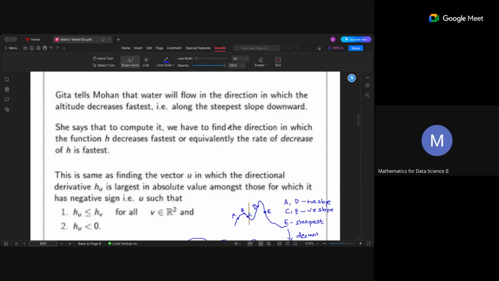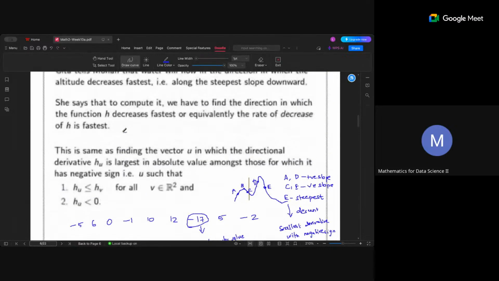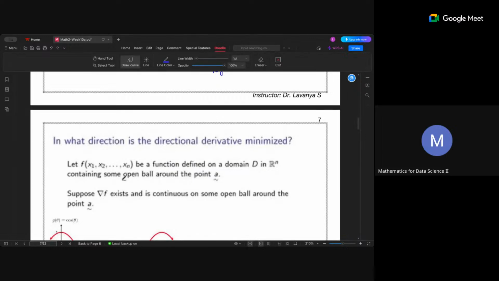Okay, fine. So now, before going to the problems, let us see some more things here. In what direction is the directional derivative minimized? Now we are going to look into the process of finding the directional derivative where it is minimized. Let f of x1, x2, ..., xn be a function defined on a domain D in Rn, where D is a subset of Rn and A tilde is a point in D. Consider an open ball around the point A tilde. Suppose del F exists and is continuous on some open ball around A tilde.